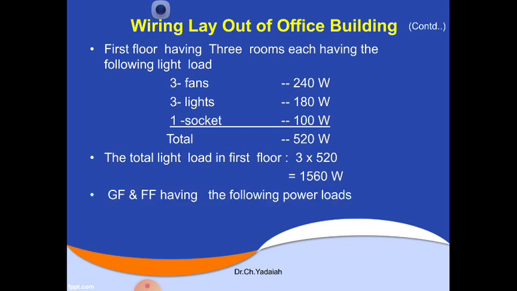Then we calculate the total. The ground floor and first floor also have the following power loads. So let us calculate the power loads. Here, power points are 6, so 3 in each floor: 3 power points in the first floor and 3 in the ground floor. Now, ACs connected are 2. So the total load is 8 power loads.